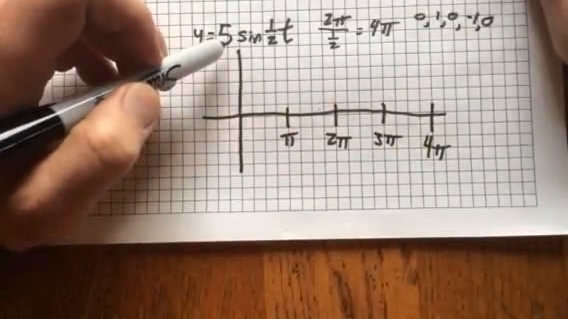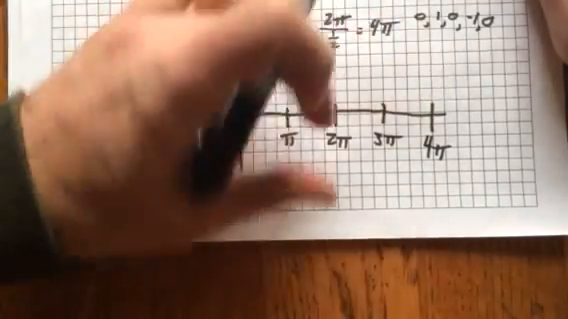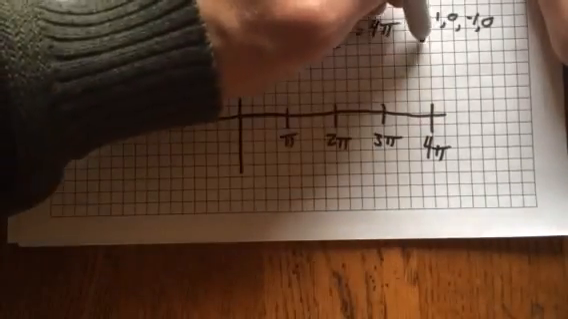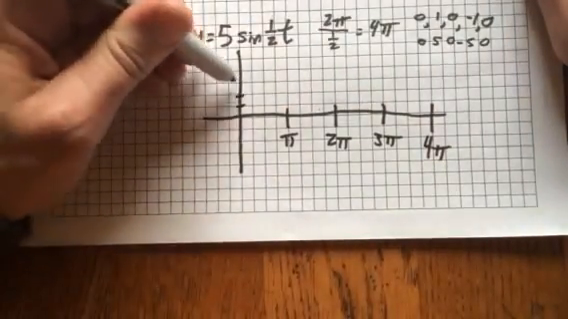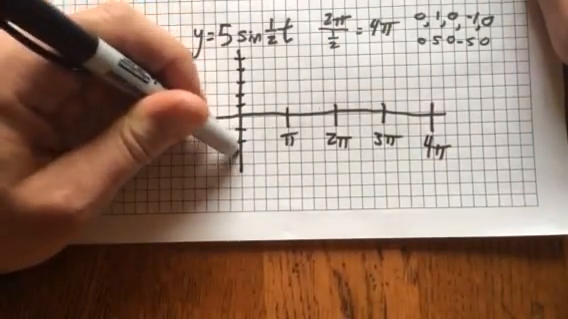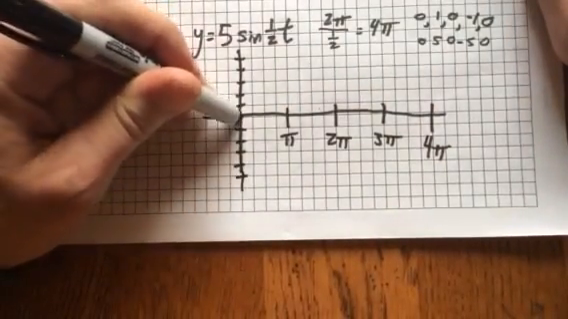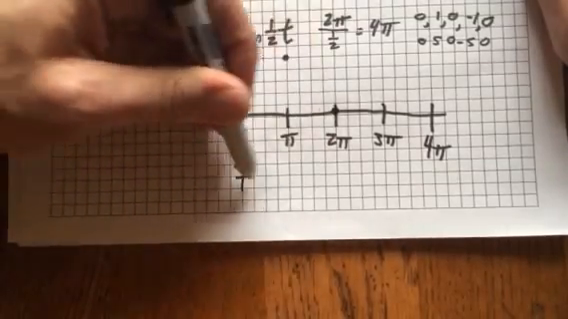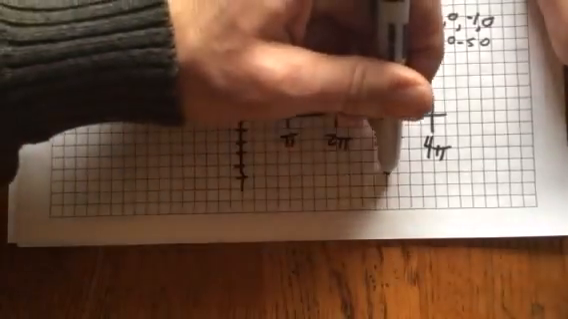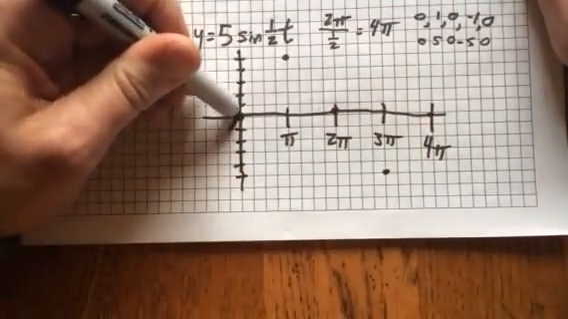But it's multiplied by 5. So it's stretched by a multiple of 5. So it's actually going to go 0, 5, 0, -5, 0. So 1, 2, 3, 4, 5. Starts at 0, gets up to 5, back down to 0, down to -5, back to 0.